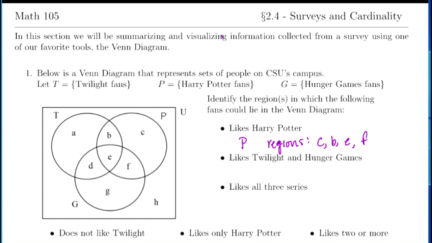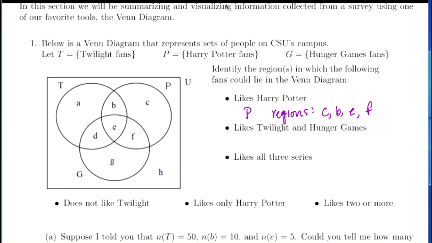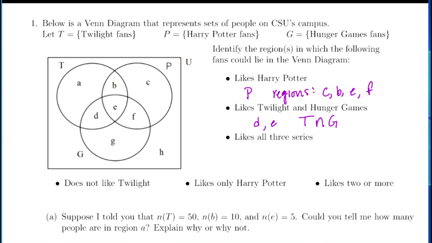All right, the next bit, these people like Twilight and the Hunger Games. So they would be in regions D or E, which is the same thing as T intersected with G. Then next we're looking at fans who like all 3 series. If they like all 3, they're in the middlemost place. It would be P intersected with T intersected with G, which would be region E.